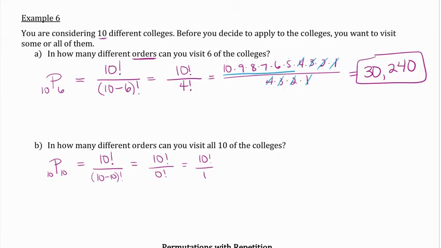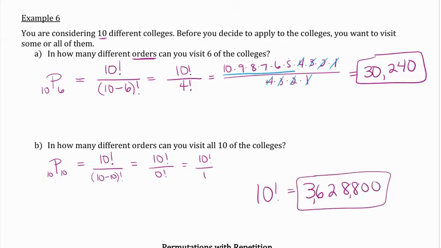And you can think about that because you're not really doing 10 and then choosing a certain part of them. You're choosing all of them. So if I want to visit all 10, and I just want to know the number of orders, then my answer is just 10 factorial. And we can do that in our calculator. We get 362,880. So there's how many different orders we could visit all 10 of the colleges.